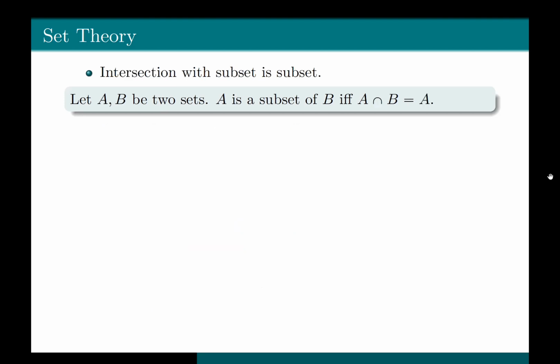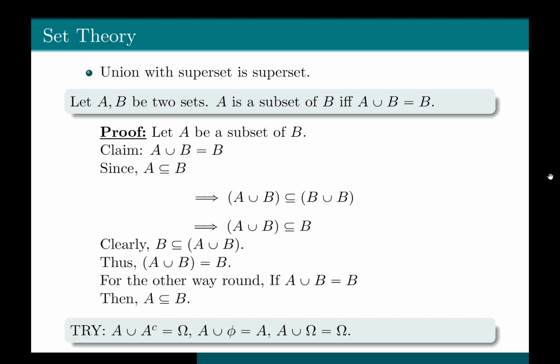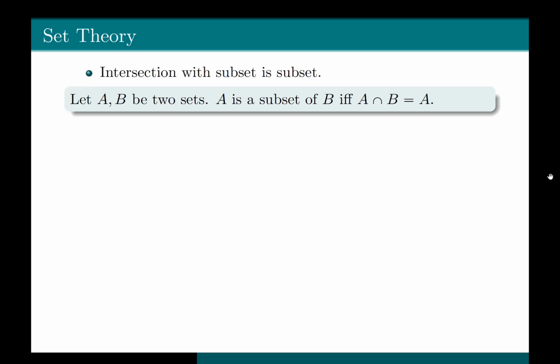Okay, let's move forward. Let's prove that intersection with subset is subset. If you look at the last property, we proved that union with superset is superset, which means that if A is a subset of B, then A union B is equal to B. Whereas here we are saying that intersection with subset is subset. Here, if A is a subset of B, then the intersection of A with B will give you the subset A.